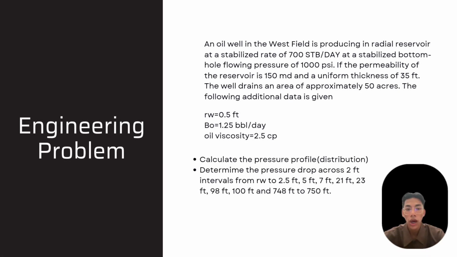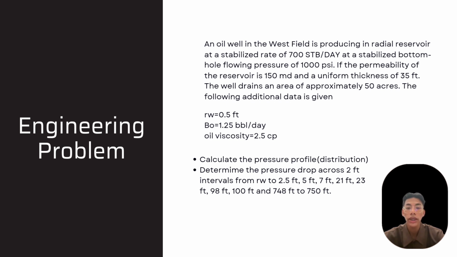For the engineering problem, we have assumed that an oil well in the West Field is producing in a radial flow reservoir at a stabilized rate of 700 stock tank barrels per day, and the bottom hole flowing pressure is about 1000 psi. The permeability is 150 mD and the thickness is 35 feet, with a given area of 50 acres. The following data is given for the wellbore. The wellbore radius is 0.5 feet, the formation volume factor is 1.25 barrel per day, and the oil viscosity is 2.5 cp.